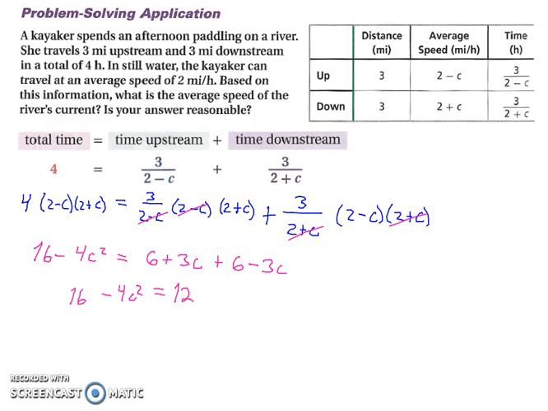So now let's work on getting c squared by itself. We're going to move the 16 over, so we subtract 16 from both sides, leaving us with negative 4c squared equaling negative 4. So divide and then take the square root of that, and c is going to equal plus or minus 1. Well, since the current of a river can't be negative, that means it's going to be 1, so 1 mile per hour.